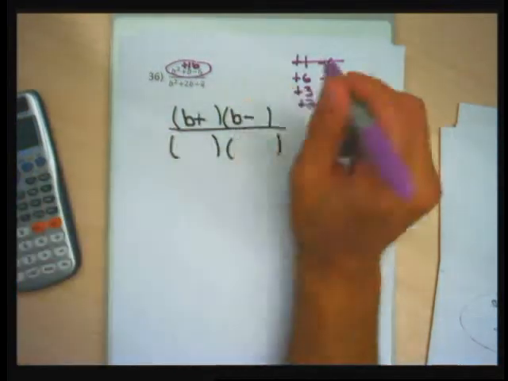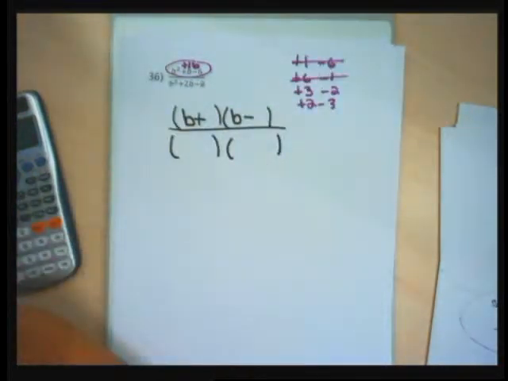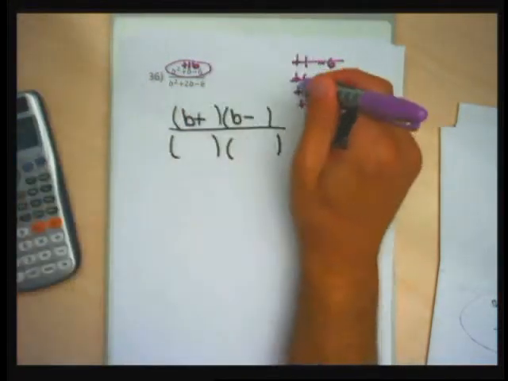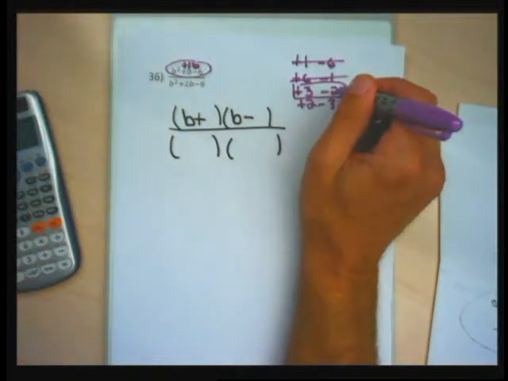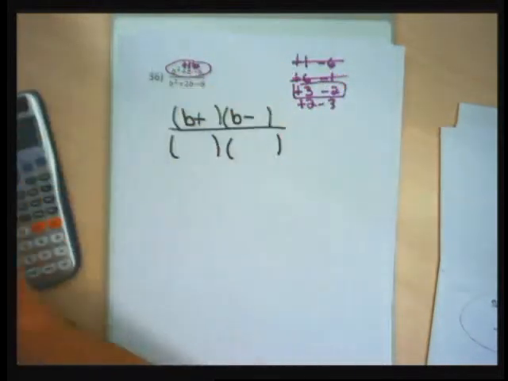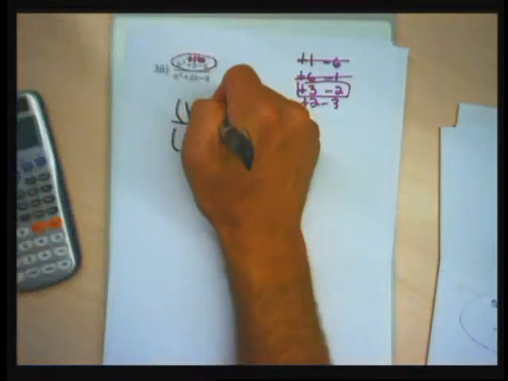Those won't be the good pair. A plus 6 and minus 1 give me a positive 5. That's not the good pair. This is the good pair, a positive 3 and a minus 2. Positive 3 and minus 2 combine to give me a positive 1, which is the number in front of the b.